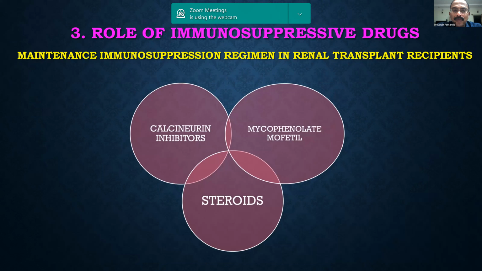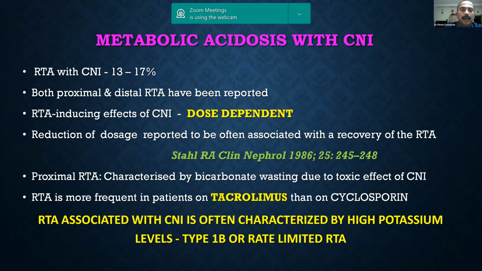Regarding the role of immunosuppressive drugs, the commonly used drugs are calcineurin inhibitors, mycophenolate, and steroids. With CNI, renal tubular acidosis can happen in about 20% of patients. Both proximal and distal RTA have been reported. The RTA-inducing effects of CNI seem to be dose-dependent. Reduction of dosage is reported to be often associated with recovery of the RTA. Proximal RTA is characterized by bicarb wasting due to toxicity of CNI, and RTA is more frequent in patients on tacrolimus than on cyclosporine. And the RTA associated with CNI is often characterized by high potassium levels, a type 4 or rate-limited RTA.